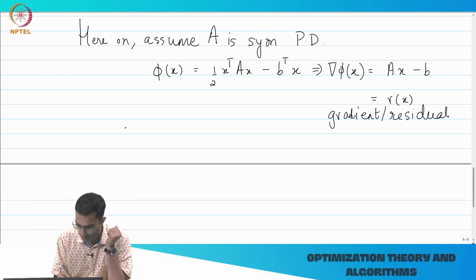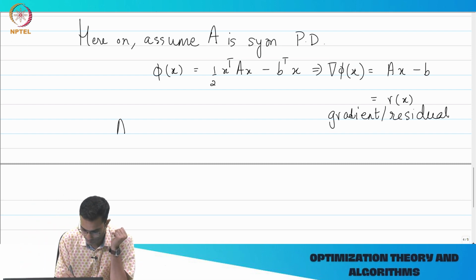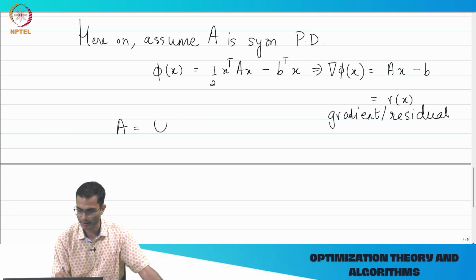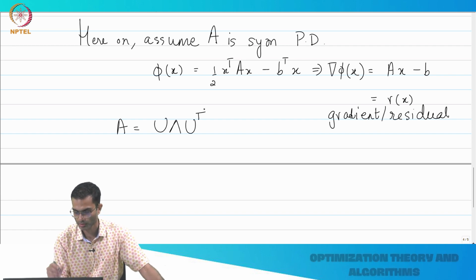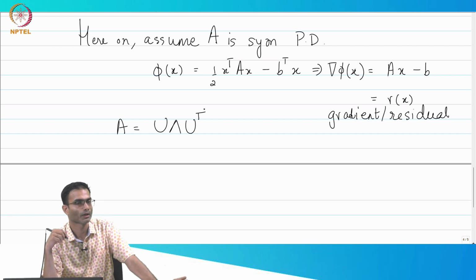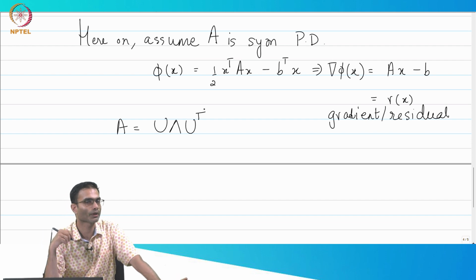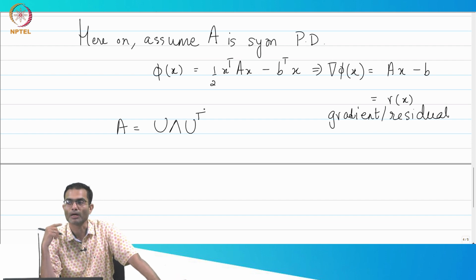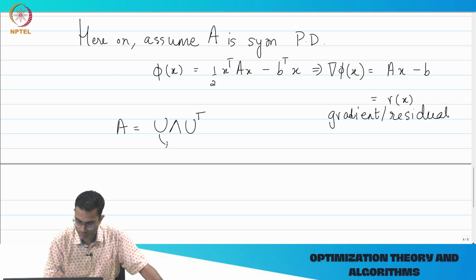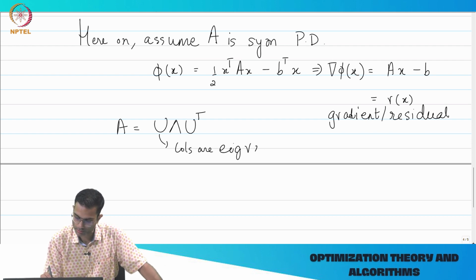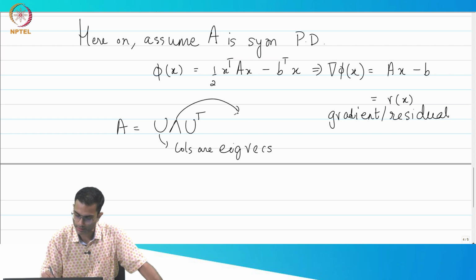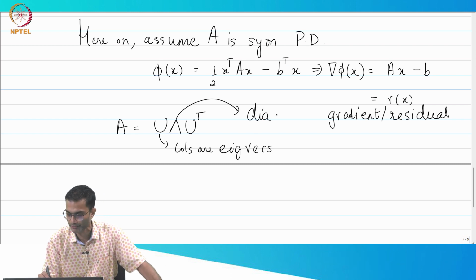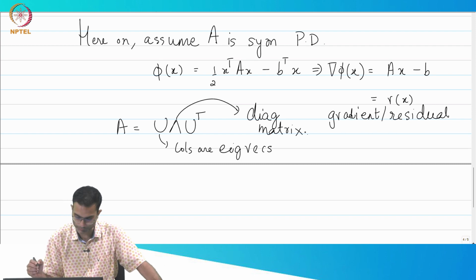Okay, so A is symmetric positive definite. Therefore, if I write its eigenvalue decomposition, that's how it's going to look, right? The columns of U are what? Eigenvectors, right? So the columns are eigenvectors, and lambda is a diagonal matrix of eigenvalues. Right?